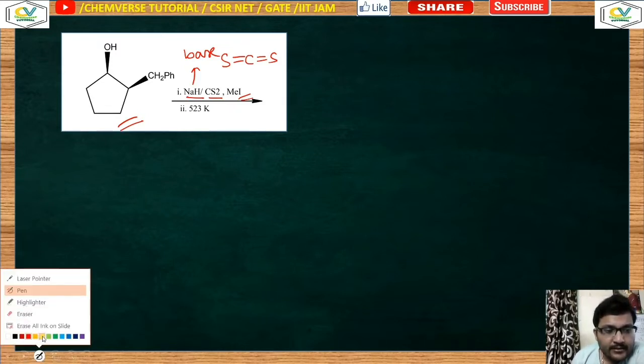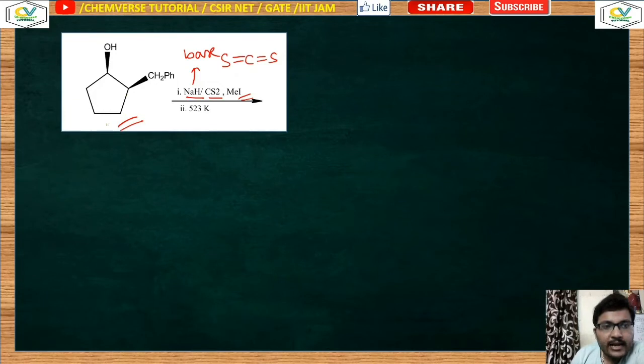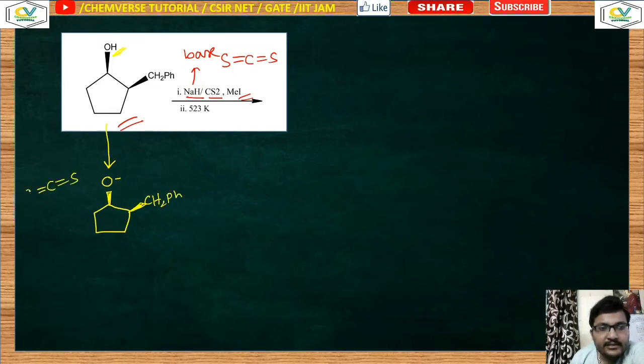Okay. Now first the base will abstract the most acidic proton, which is nothing but this OH hydrogen. So this is your first step. O negative will be there, and something like this you will get. Now in the medium there is CS2. If you take a look at the CS2 molecule, now this is delta negative and delta positive. Why? Because sulfur is more electronegative, so it will be somewhat delta negative, and the carbon center is your electrophilic center.